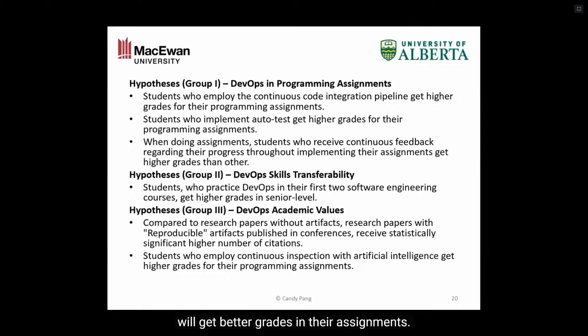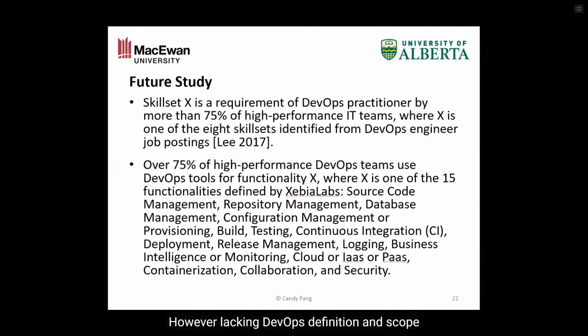In addition to the 5 groups of DevOps education hypotheses, there are also other research opportunities in DevOps. However, lacking a DevOps definition and scope makes DevOps research difficult. Therefore, one important future task is to identify DevOps skill sets and tools in industry. Then, institutions can focus research and teaching on those skill sets and tools.